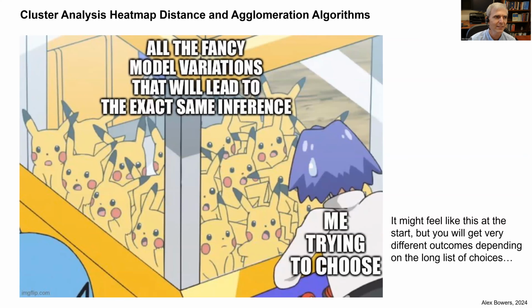So let's talk about cluster analysis, heat map, distance, and agglomeration methods. So all the fancy model variations that will lead to the exact same inference, me trying to choose.